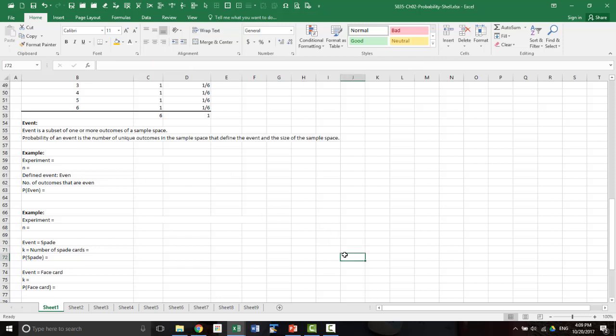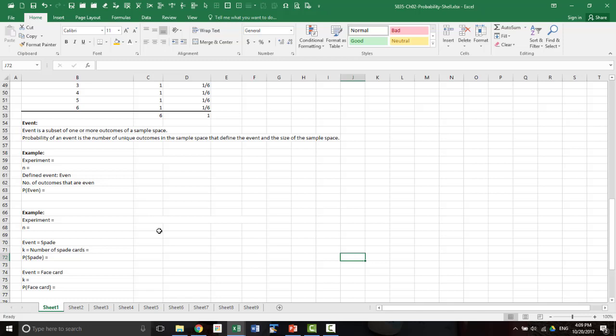The probability of an event is, again, like before, you count from the sample space, which is a set of unique outcomes. Now count how many of those outcomes are defined by the event. Okay, so the number of outcomes that define the event divided by the total number of outcomes in the sample space.